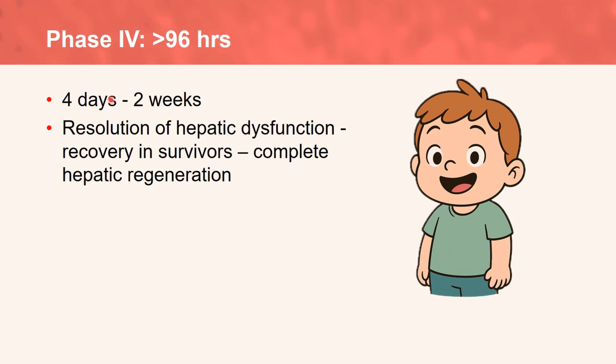Then phase 4, that is after 96 hours, there is slow recovery. It takes 4 days to 2 weeks for complete recovery to occur. Resolution of hepatic dysfunction occurs, recovery in the survivors occurs, and there is complete hepatic regeneration without any cirrhosis. So if you overcome the third phase, the outcome of paracetamol poisoning is good.